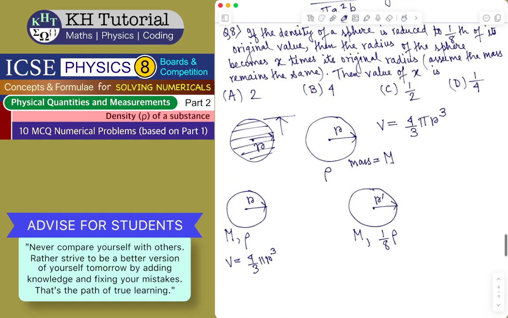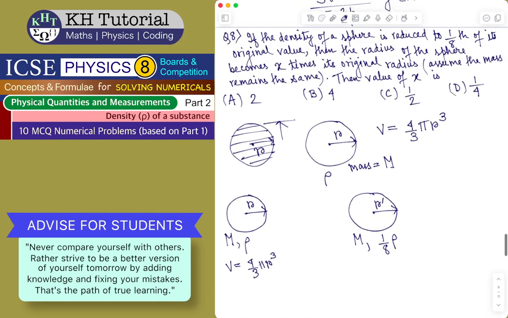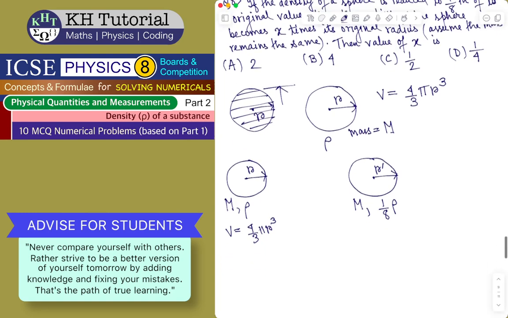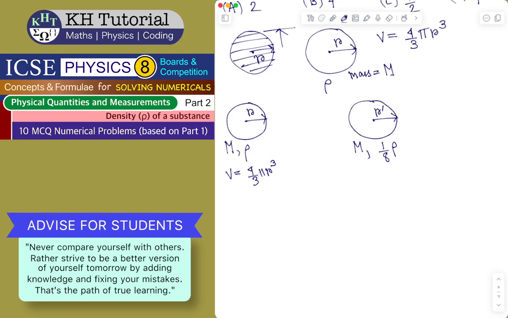We have to find x. It is saying that when the density is reduced to 1/8 of its original value, the radius of the sphere becomes x times its original radius. We have to find x. The key concept is that the mass of the sphere is remaining the same. In the first scenario, we know that mass is volume into density. This is equal to 4 by 3 pi r cube, and the original density we have considered to be rho.